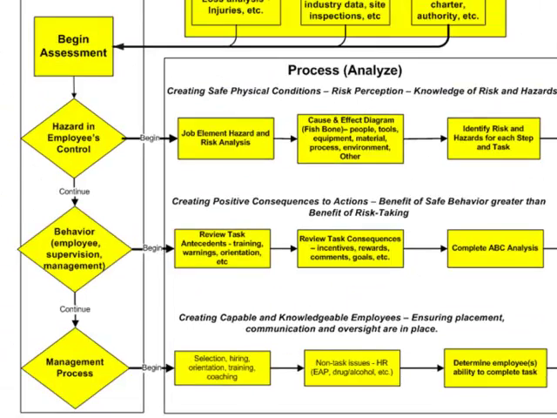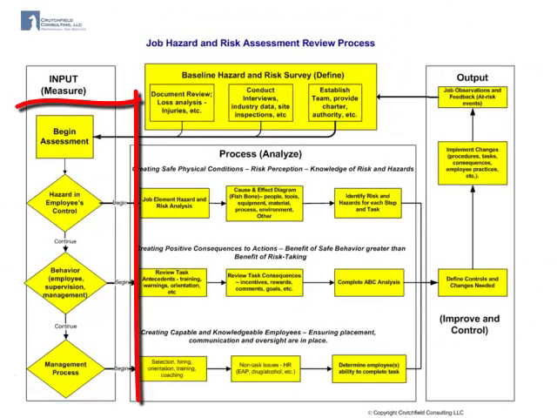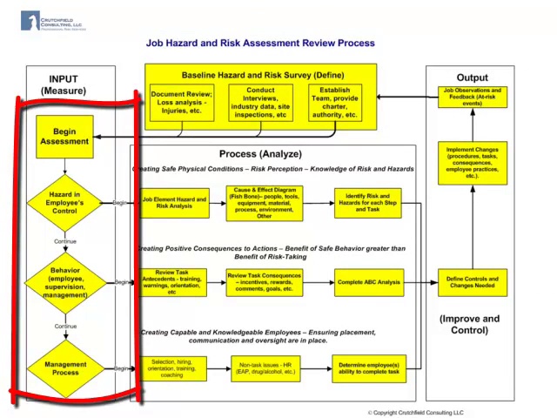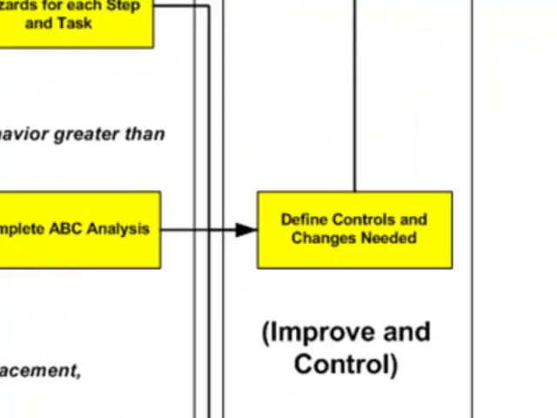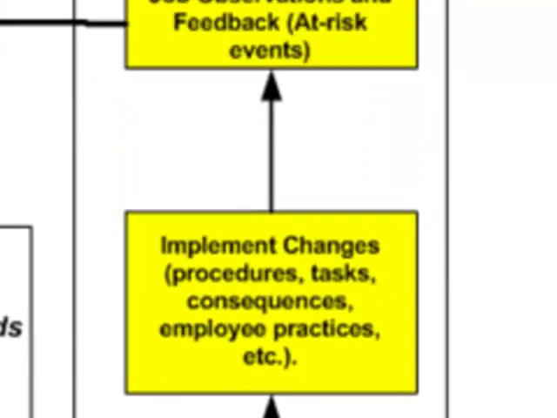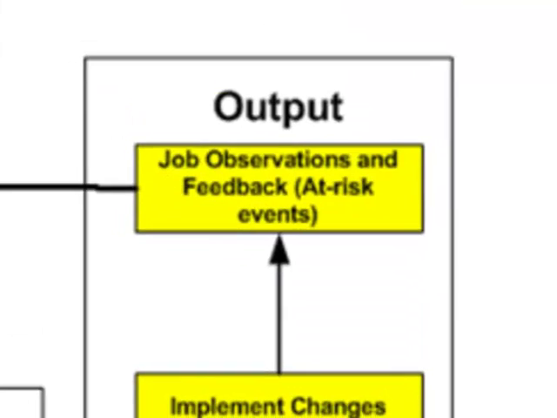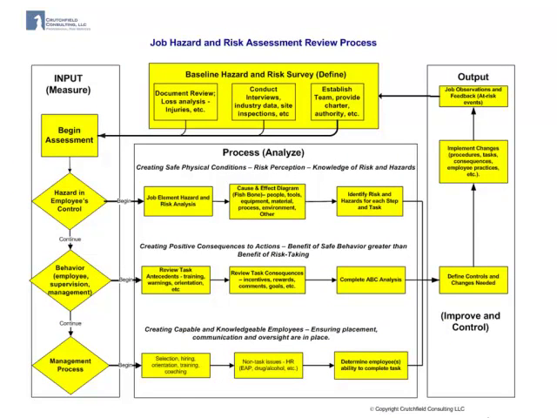Each of these diamonds is important. We're focusing on the job hazard analysis. Second, we need to look at the behavior and consequences. Third, we need to look at how we designed as an organization to bring the right people together to accomplish the task. The improve and control, we define the controls and changes that are needed. We implement the changes. We make job observations, do interviews, and we're back in the loop to the baseline survey, and it continues from there.